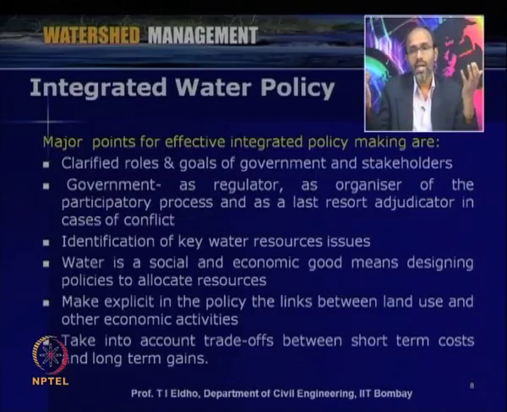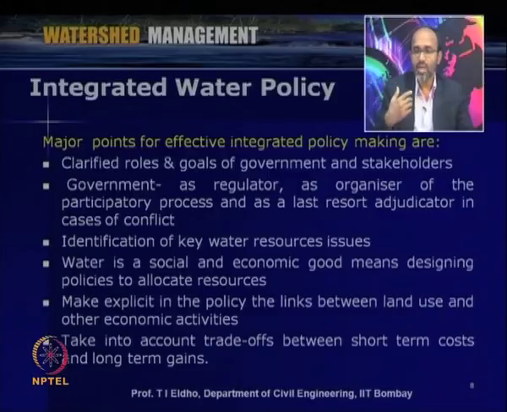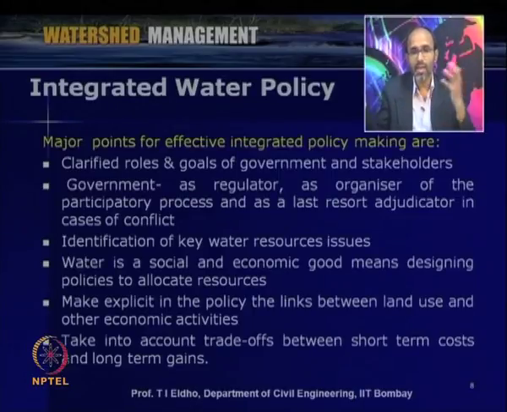Say for example, if conflict takes place from one state to another state, when a river passes from one state to another, say for example between Tamil Nadu, Kerala or Karnataka, Tamil Nadu for the Kaveri issues. Then the government of India or the central government should have a policy on how to deal with that kind of conflict. Then identification of key water resource issues. So, the government policy should specifically say how to deal with drought areas or how to deal with flooding, all those things. There should be appropriate policies related to water.